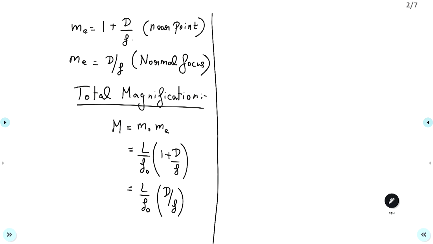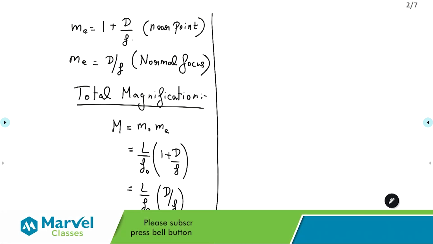This is a very important formula that everybody should remember, or at least try to remember, where many complicated numerical questions have been asked depending on this particular formula in the previous years, both in the CBSE examination and in the NEET examination. So be very careful about remembering the magnification of the compound microscope.